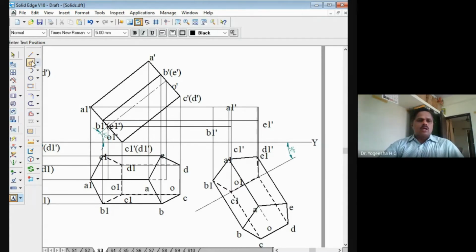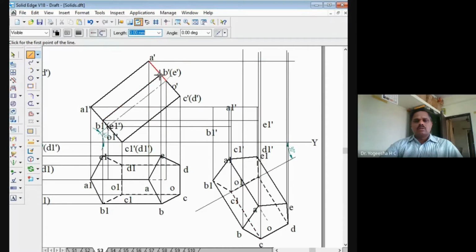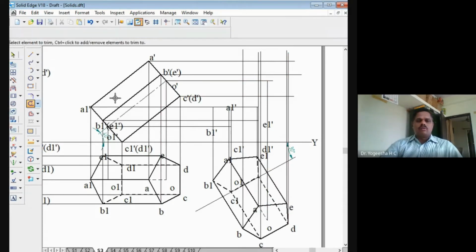Similarly, you can draw the projectors from A, B, C, D, etc. Projector line drawn from A, you can extend it like this. Projector line drawn from B, then projector line drawn from C, you can draw like this. Projector line drawn from D, and projector line drawn from E. Then draw the horizontal lines here from A dash, then from B dash, then from C dash, then from O dash. Here from O dash and O, you can draw that. Extra lines we can trim here.